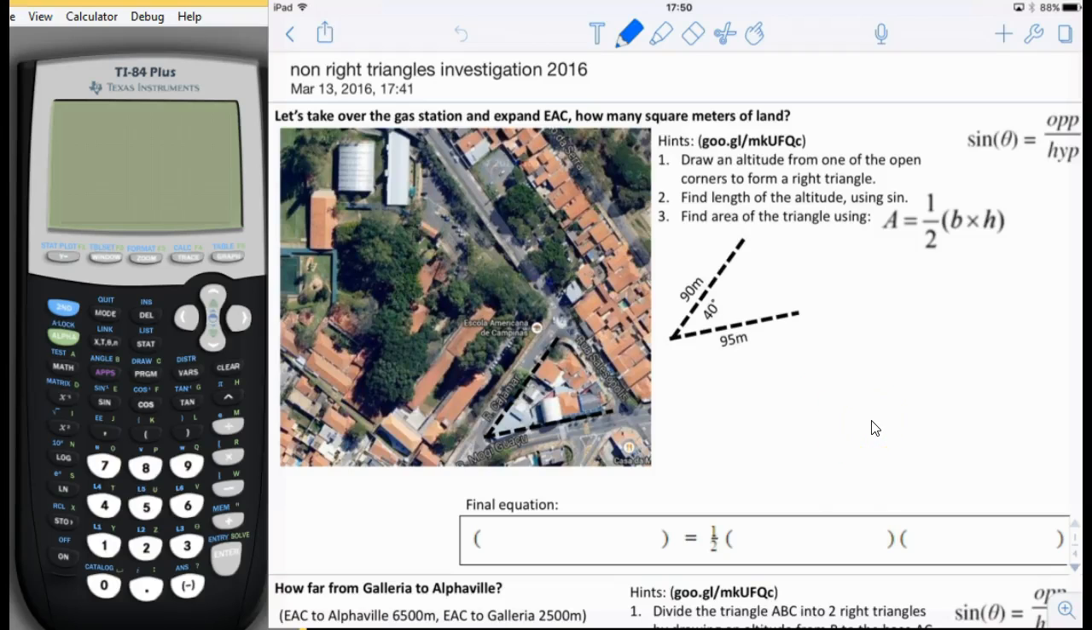This is the hints video for the non-right triangles investigation, just to get you started in case you're having a real hard time with this. This one is for the first page, which is the gas station problem.